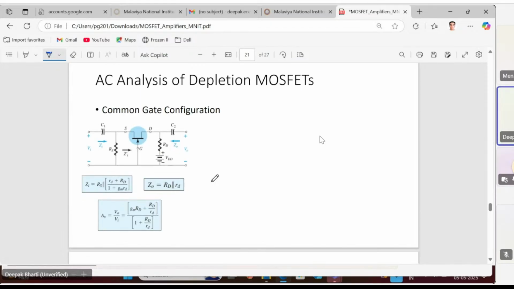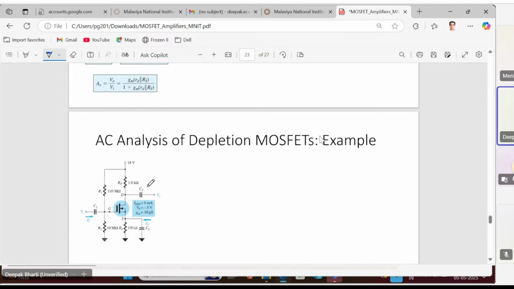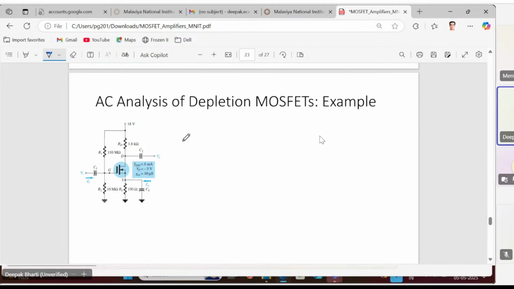Let's take some other configuration, that is this one. I guess we can directly go for this one. So the remaining ones I will cover in the next lecture. But before we conclude, let's solve this particular example. So this is the numerical example. Here we have to determine the Zi, Z0 and AV. If we solve this example, we are also covering the voltage divider bias. So let's begin.